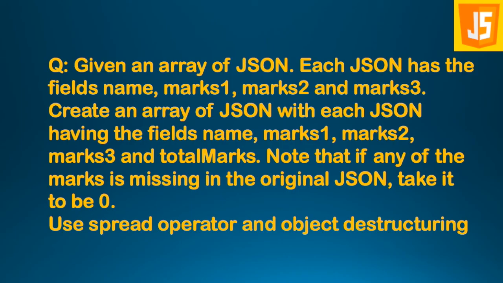Given an array of JSON, each JSON has the fields name, marks1, marks2 and marks3. Create an array of JSON with each JSON having the fields name, marks1, marks2, marks3 and total marks. Note that if any of the marks is missing in the original JSON, take it to be 0. Use spread operator and object destructuring.